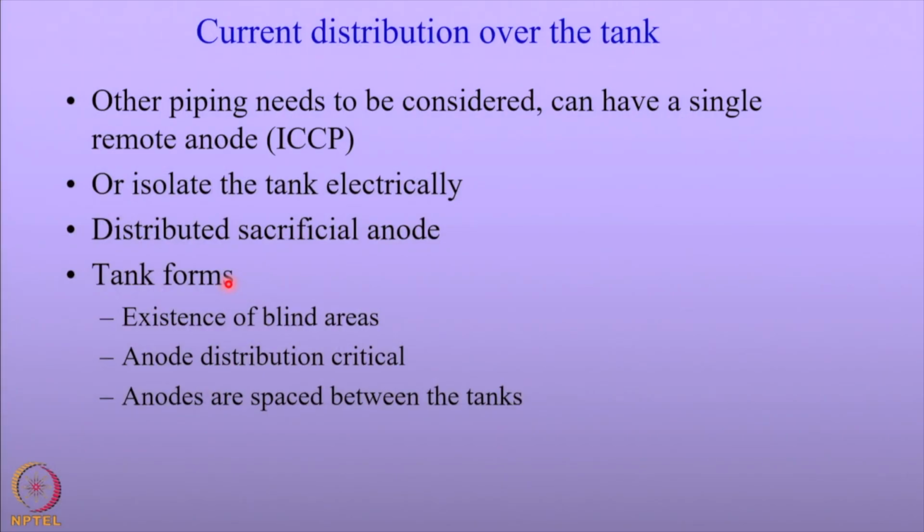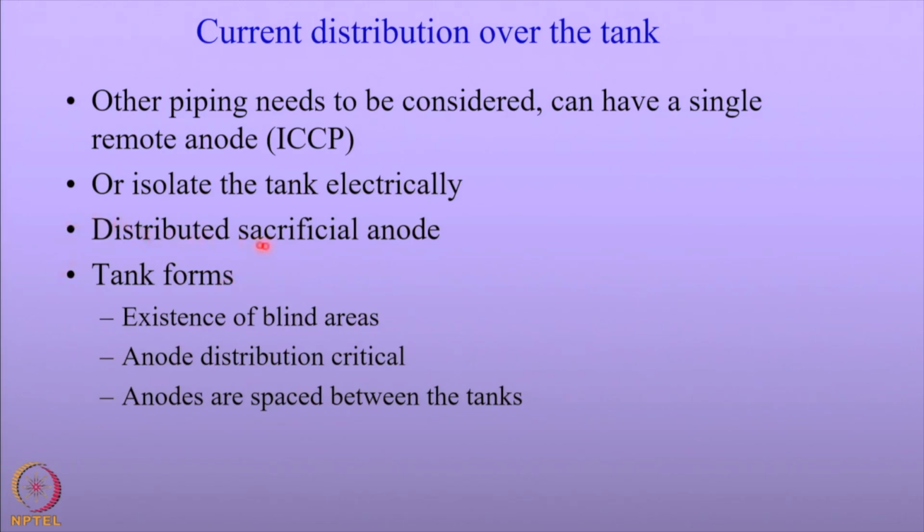We have seen the current distribution for the bottom of the tanks. The current distribution over the tank is also equally important. There are cases where the other pipings are considered, especially when the tanks are buried tanks, and where the pipings are part of the tanking process. You can have a single remote anode that will take care of completely the cathodic protection of the tanks and so on, or it is possible to isolate the tank electrically and confine the cathodic protection only to the tank.